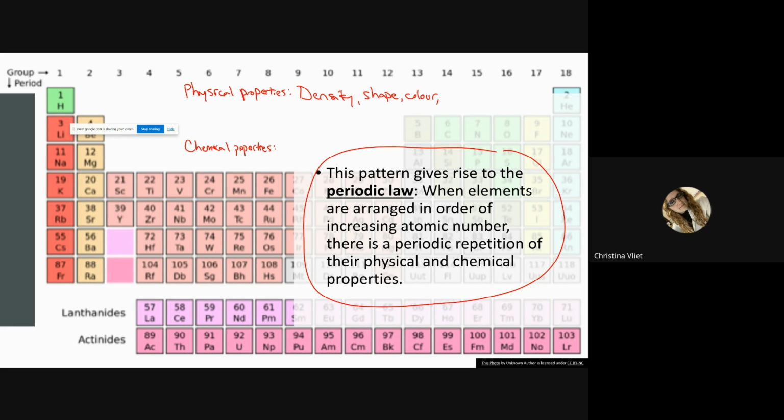Mass is part of density again, so I'm going to leave that out. What about state of matter? Whether that element exists as a solid, a liquid, or a gas. What about its ability to conduct heat or electricity? Is it a material that transfers heat well, or is it a material that's an insulator? So we could talk about conductivity. Does that material transfer heat? Does it transfer electricity well? Those are examples of physical properties.